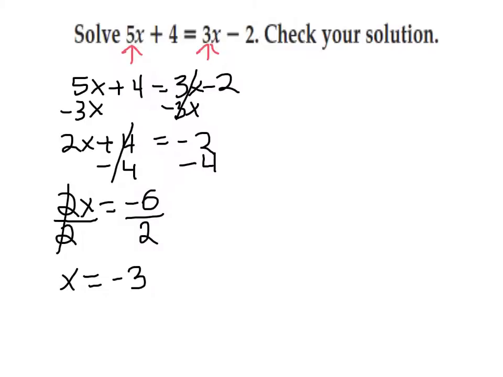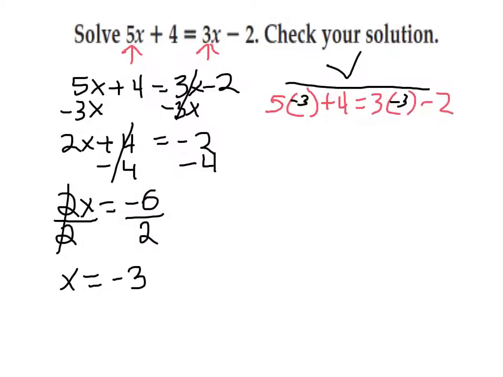Now it's time to check my solution because it's part of the directions. You see that I took the original equation. Wherever there's an x, I put a negative 3 because that's what I assume the answer to be. X is equal to negative 3. And I'm going to check to see if it's true. I'm going to go ahead and simplify both sides. I got 3 times 5 is 15, negative 15. Negative 15 plus 4 is negative 11.